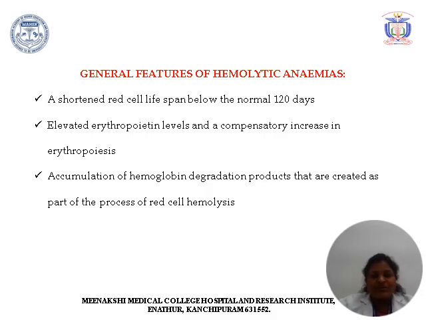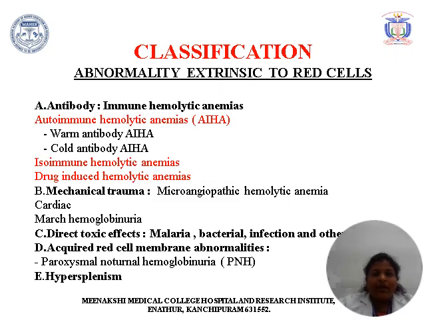What are the general features of hemolytic anemia? A shortened red cell lifespan, below the normal of 120 days. Elevated erythropoietin levels and a compensatory increase in erythropoiesis. Accumulation of hemoglobin degradation products that are created as part of the process of red cell hemolysis.